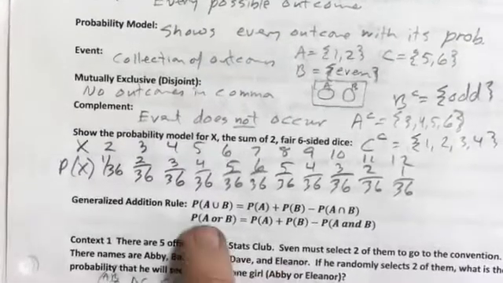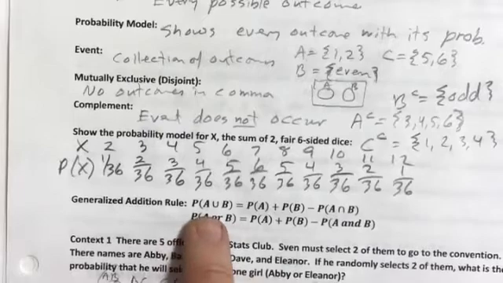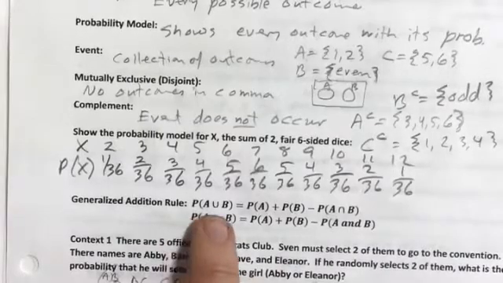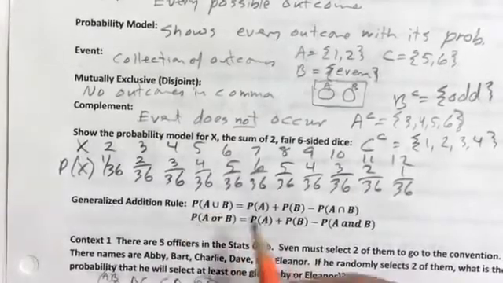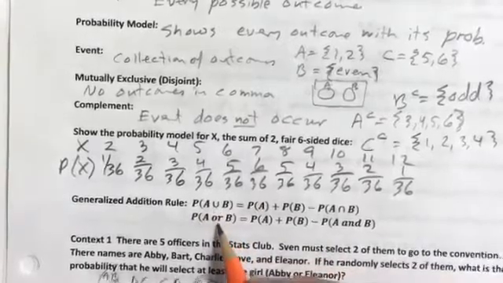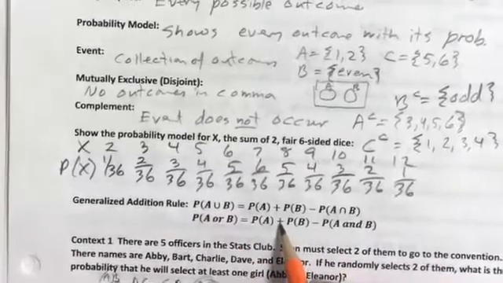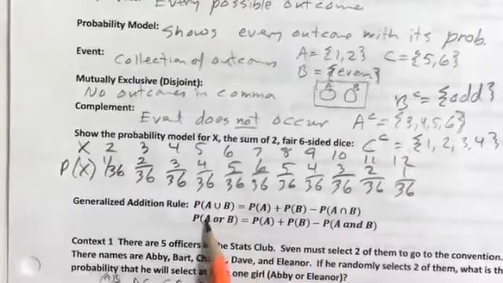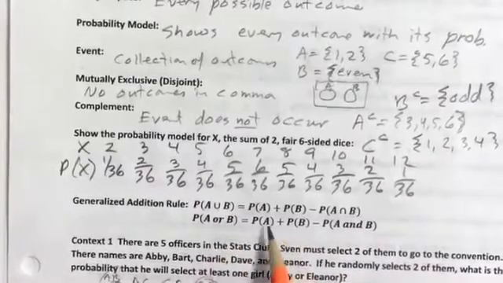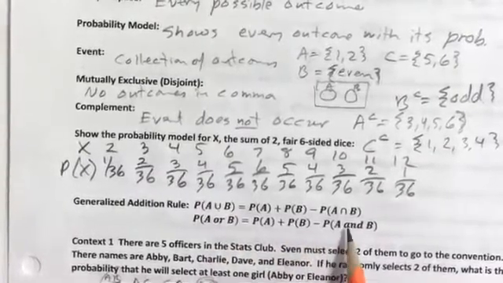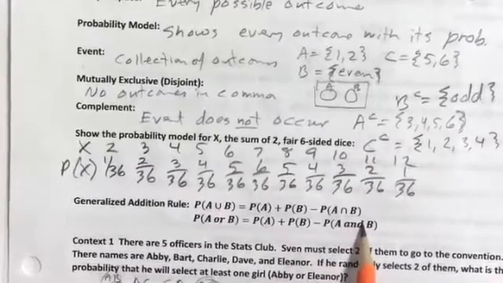The last bit of theory here is what is known as the general addition rule. It's when you're asked the probability of A or B. That's what that symbol means, union, which means or. The word or in math means add. So when you're asked the probability of this or that, you add the two probabilities, but you subtract the overlap. And we'll look at examples of this.